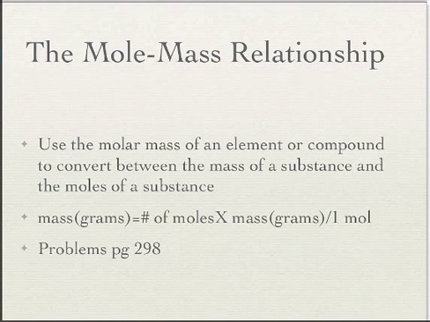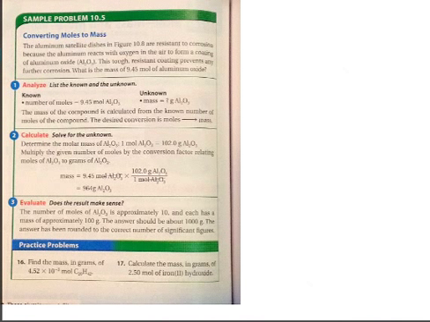All right, take a look at page 298. Pull that up in your book. Probably a little easier to see than what I have here. The question says, the aluminum satellite dishes in figure 10.8 are resistant to corrosion because the aluminum reacts with oxygen in the air to form a coating of aluminum oxide, Al2O3. This tough, resistant coating prevents any further corrosion. What is the mass of 9.45 moles of aluminum oxide?